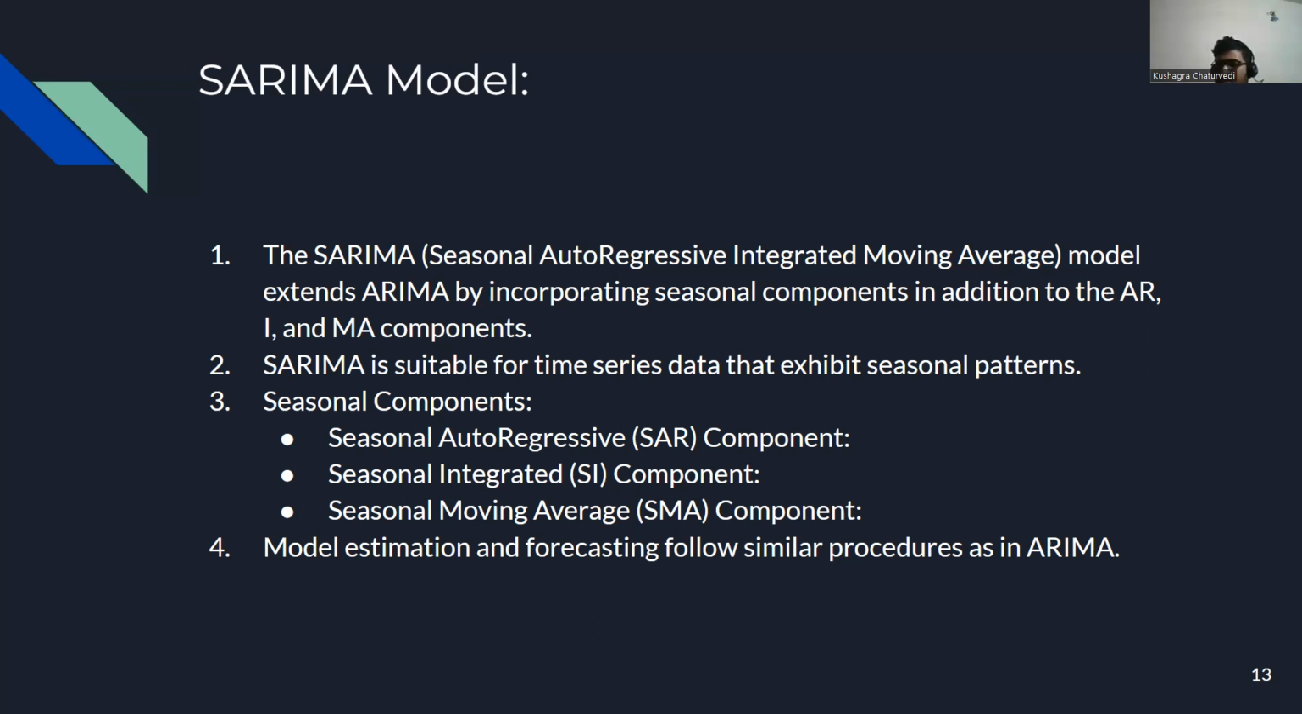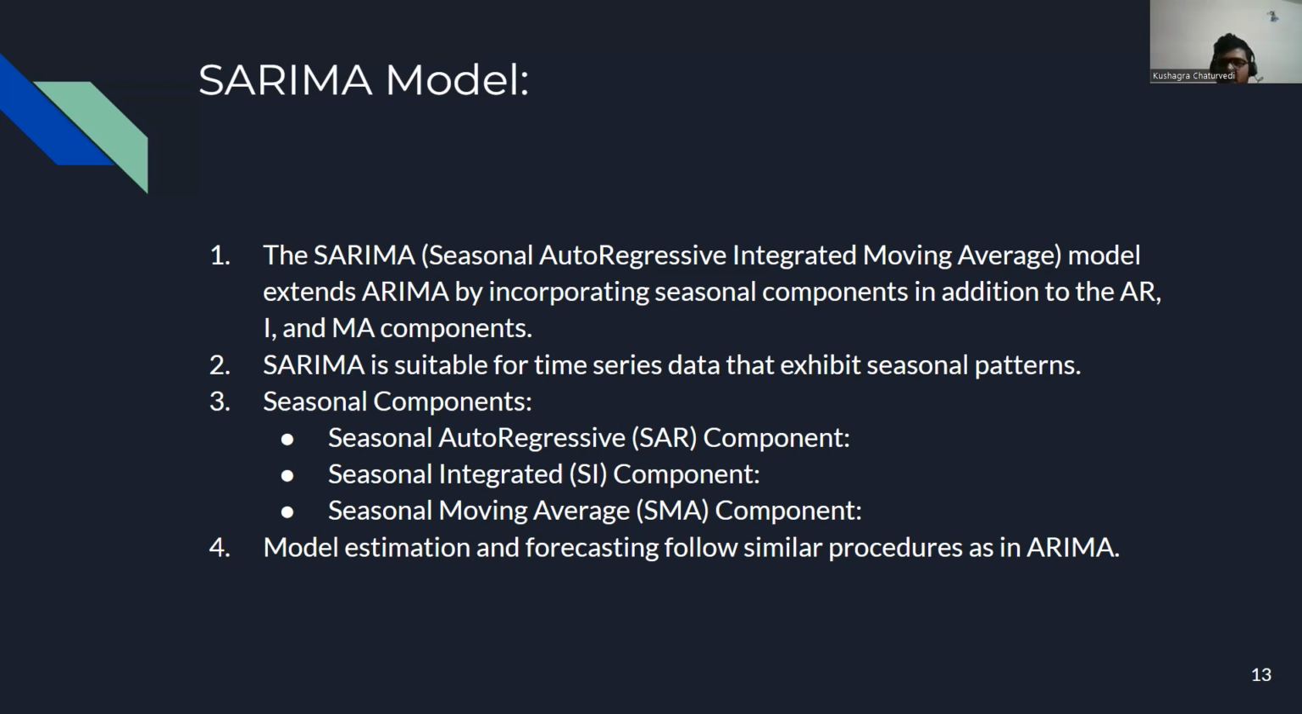Then we have the seasonal integrated component. It represents the seasonal differencing, again denoted as I or D. The same variables are used for denoting these components. Seasonal differencing helps us in removing the seasonal patterns also, so it helps us in maintaining that stationarity. Then the seasonal moving average again represents the relationship between the time series data and the residual errors from the moving average of lag values. So that is denoted as the seasonal moving average component.